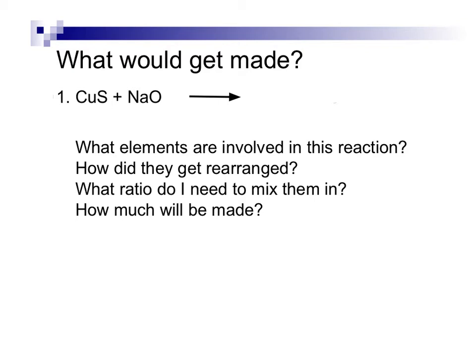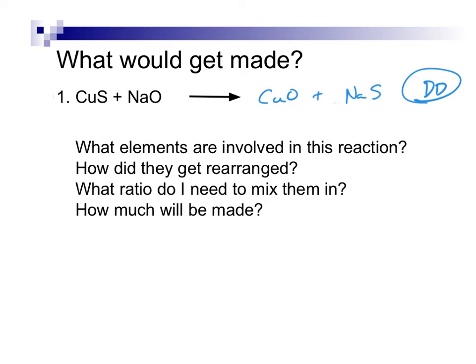To predict what gets made, if you have a look, the first is going to go with the last. So we're going to make some CuO. Then the third is going to go with the second, and we're going to make some NaS. This is that double displacement pattern we discussed.